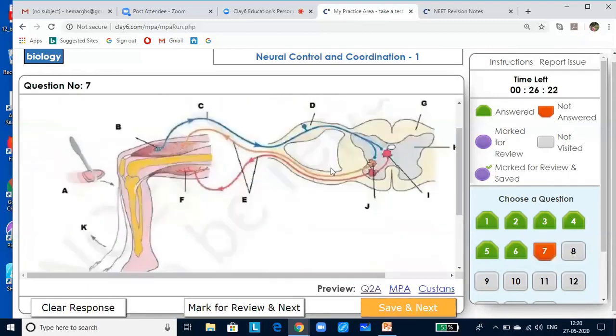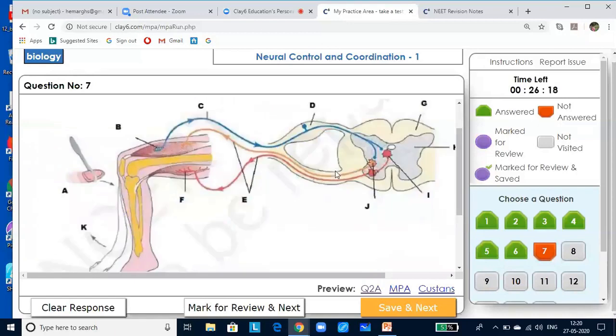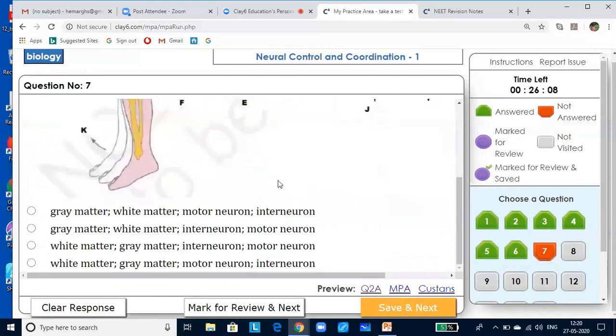Now identify the structure and mark G, H, I and J in the order of the picture. So this is going to be your reflex arc. If we are looking at the picture, it is going to be gray matter, white matter, motor neuron and interneuron. So A is the answer.